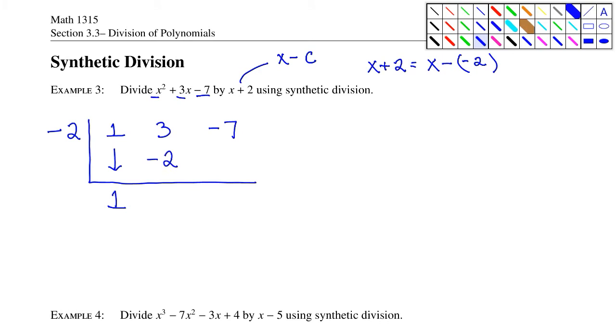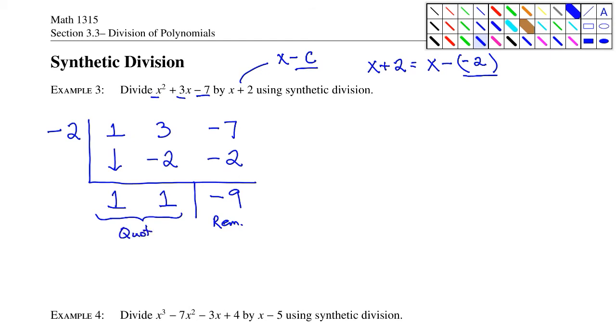And then we add. Now you may think that this is slightly different than before because we used to subtract, but we've already taken care of the negative by choosing x minus c, and then in this case x minus negative 2. So we just add these numbers together. 3 minus 2 is 1, and then we repeat until we get to the end. Negative 2 times 1 is negative 2, and then negative 7 minus negative 2 is negative 9. The negative 9 is going to be the remainder. And then this piece here forms the quotient.